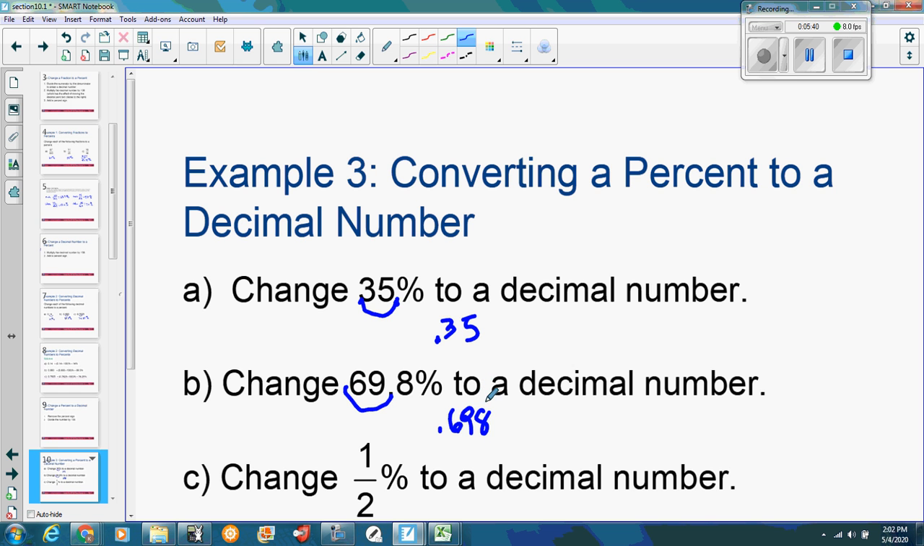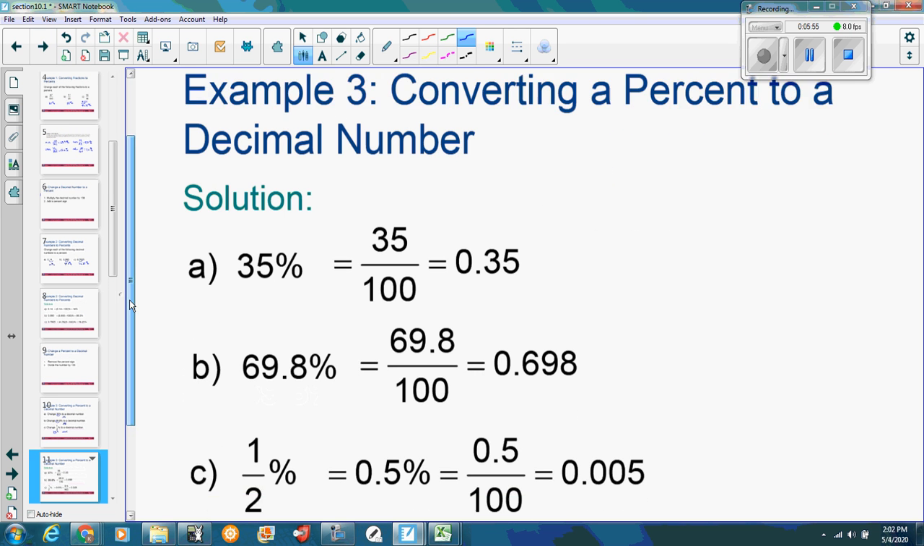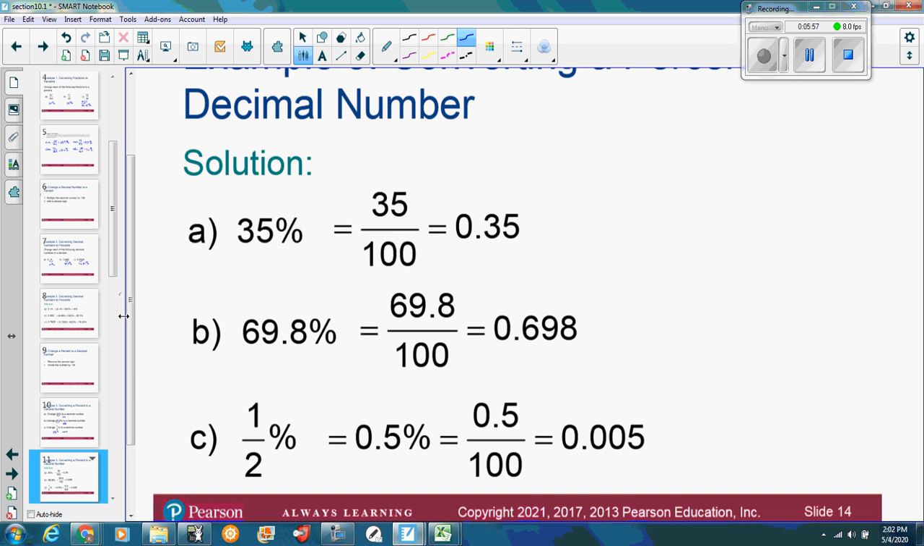And for this one, the first thing I would do is change that to a decimal, which would be 0.5. Then when I move it 2 places to the left, I have to put zeros in there to hold the place. It would be 0.05. So that is just as if you divided it by 100. Moving it 2 places to the left is the same thing as dividing by 100.